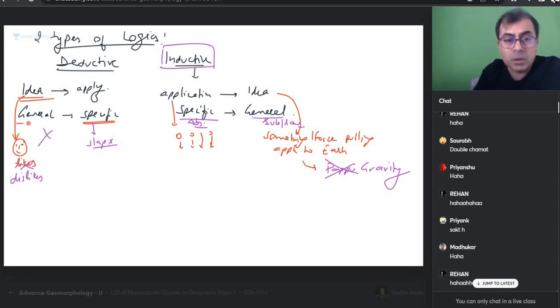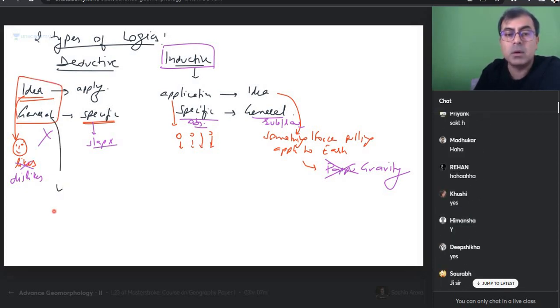So in this, what is there? You first make an idea. What is the idea? All landforms pass from youth, mature, senile. Any proof? I am the proof.